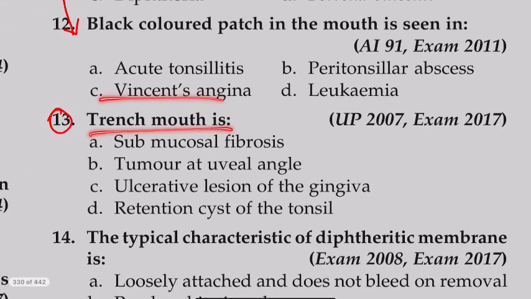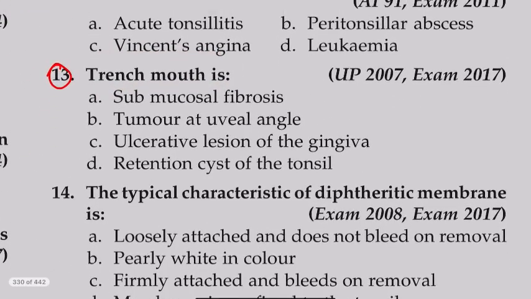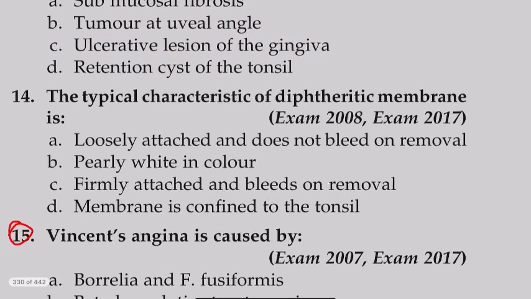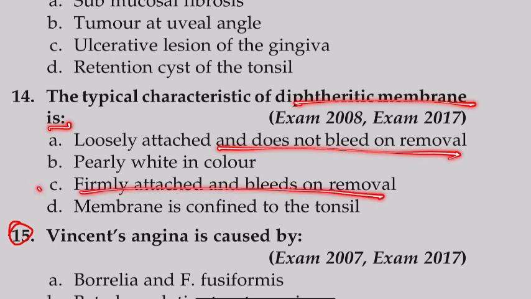What is trench mouth? It is an ulcerative lesion of the gingiva. The typical characteristic of diphtheria membrane: is it loosely attached, does not bleed and is removable? No, it is not so. It is firmly attached, bleeds on removal.